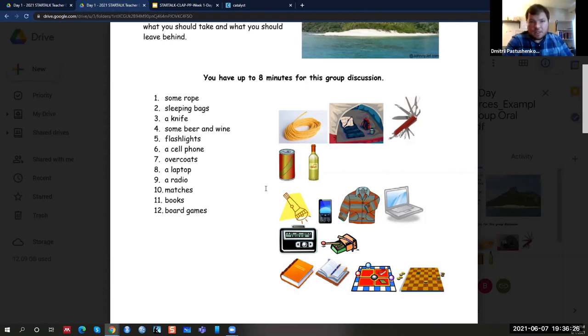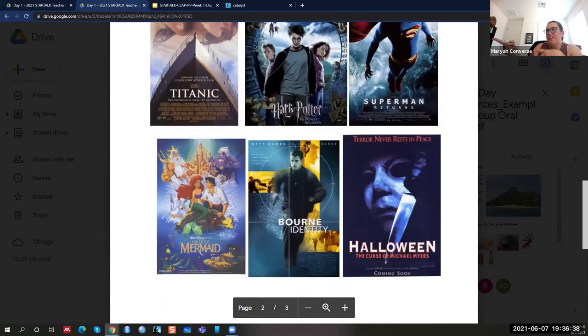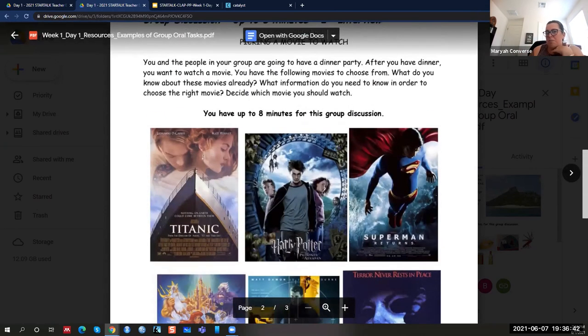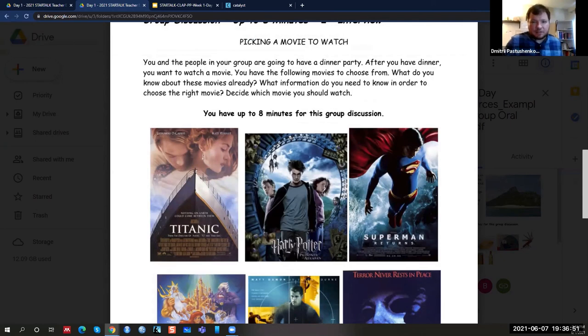Any other opinions, comments, concerns? I was just going to say the restaurant one gives them all of their information, unlike the movie one that depends on them already knowing something about those movies. Definitely, so there is some gap. Maybe someone knows one movie, but the other, I don't know. Yeah, that's a great point.